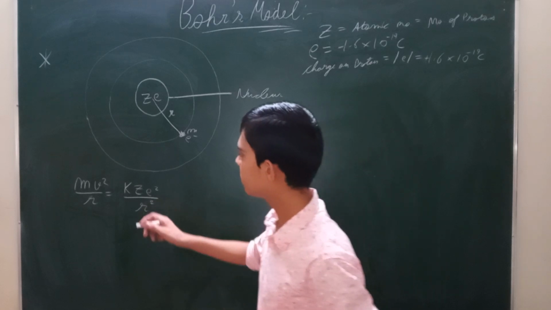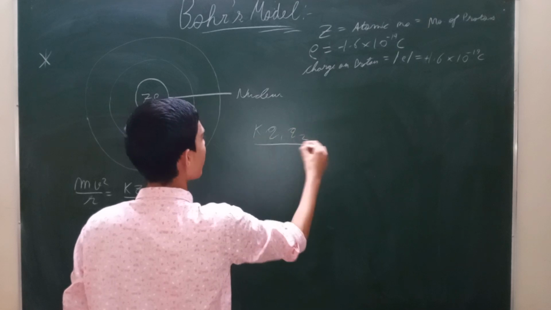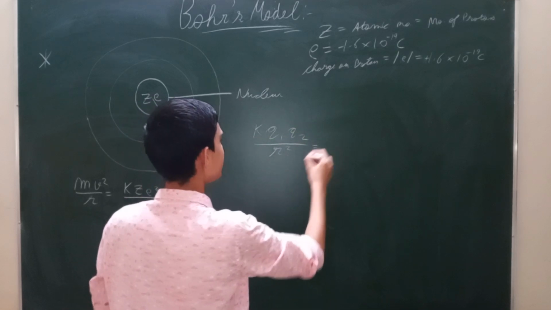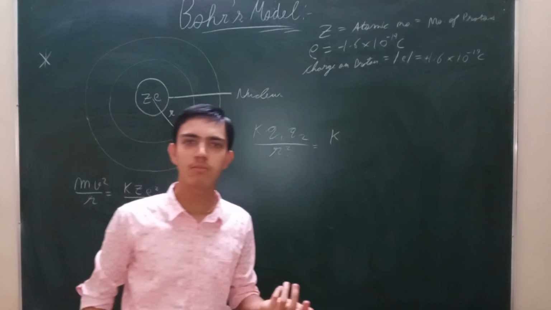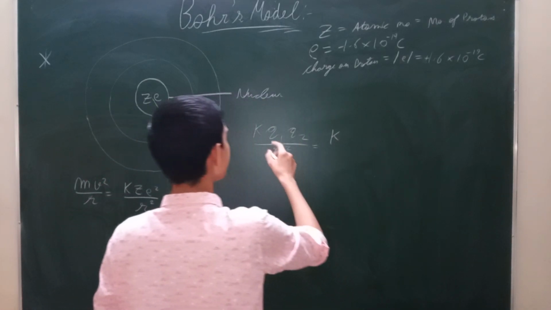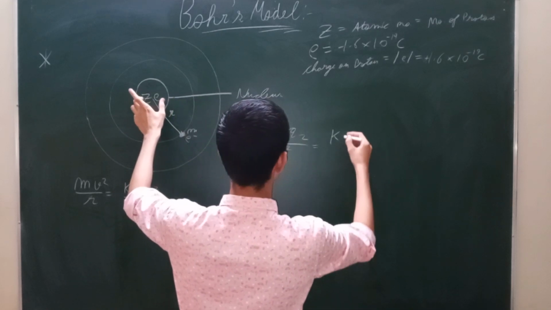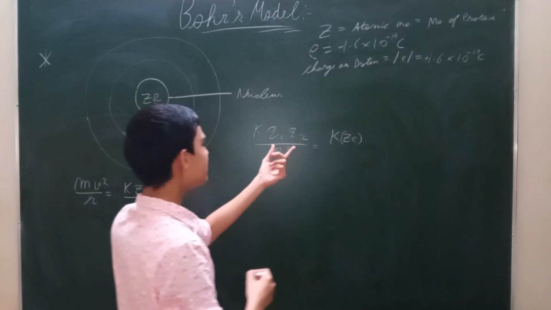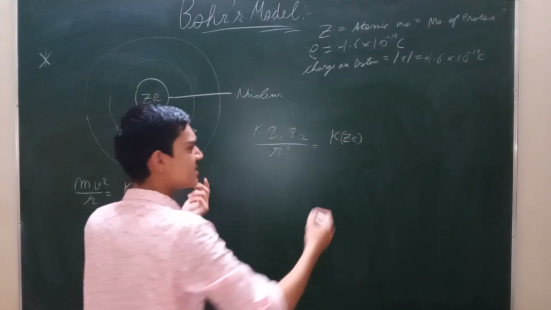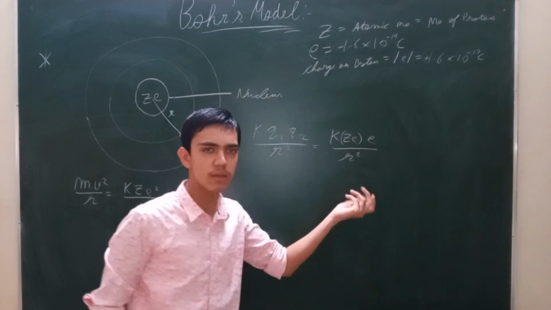How? Because we all know Coulomb's force is k Q1 Q2 upon r squared. Here k is a constant, 1 upon 4 pi epsilon naught. So what is Q1 here? Let's consider Q1 to be Z e. Let's consider Q2 to be the charge of the electron, which is e, and the distance is r, which is squared.